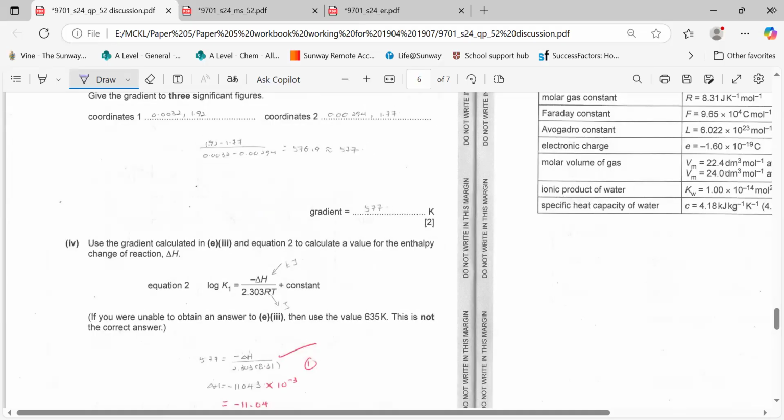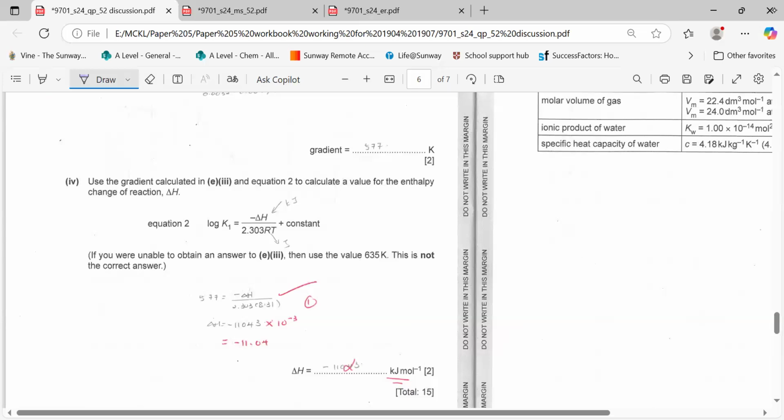Okay, now use the gradient calculated in E3 and equation 2 to calculate the value of enthalpy change. So the gradient is 577, and just now you saw already where your gradient is in the function. This is your gradient. You equate it to your 577, and then after that, what you need to do is divide by 1000. It was my mistake. I didn't realize it was kilojoule. So that's why I forgot to multiply by 10 to the power of -3. Okay, so therefore the answer should be approximately around -11.04.